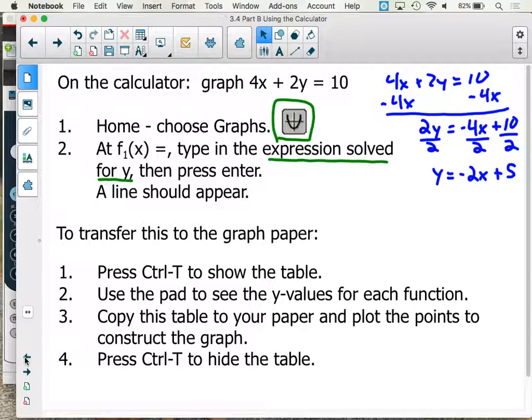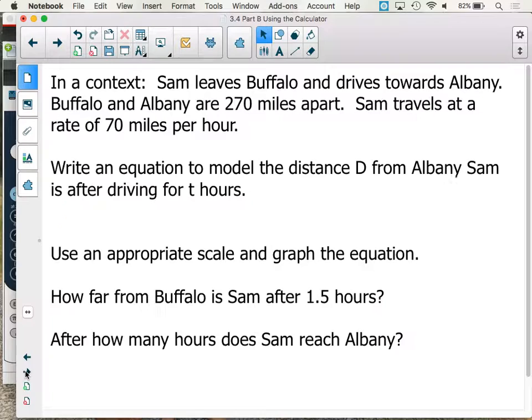So let's take a look at another example just to get some more graphing practice. So here's one of the contextual ones like you had from a day or two ago. Sam leaves Buffalo, he's driving towards Albany, they're 270 miles apart. Sam's driving 70 miles per hour. So we're going to write this equation to model the distance from Albany. Okay, so it's a distance from Albany. So he starts at Buffalo and is getting closer to Albany.